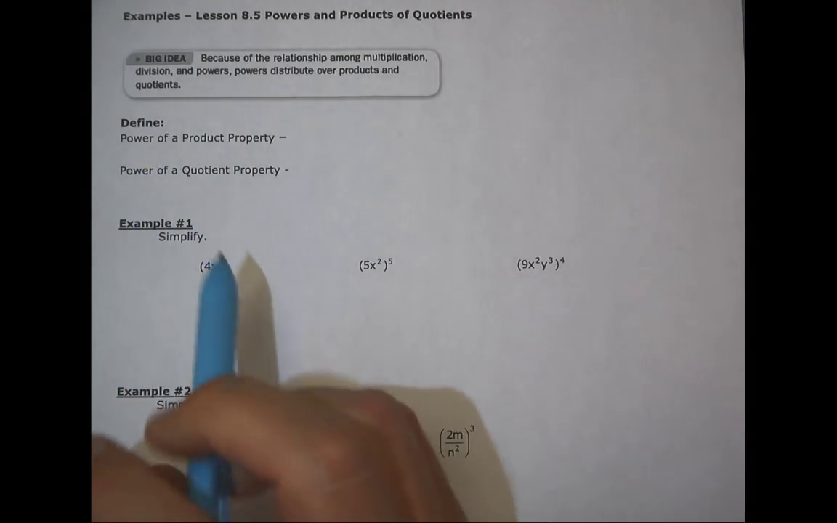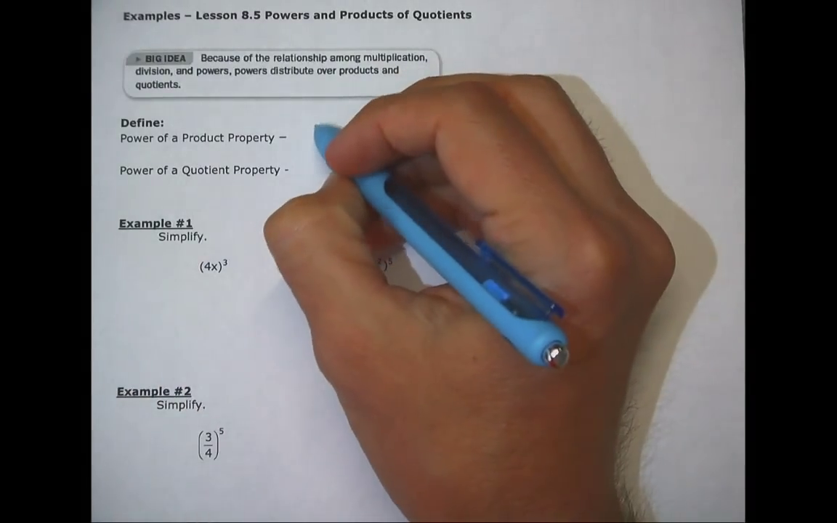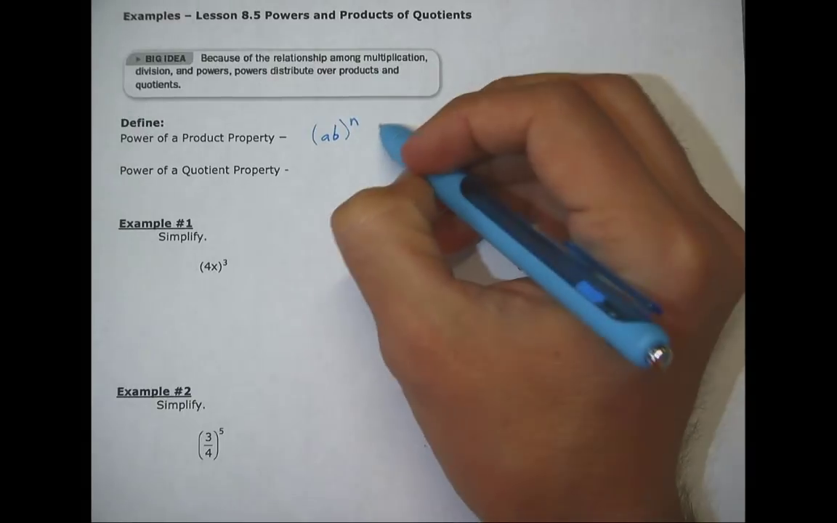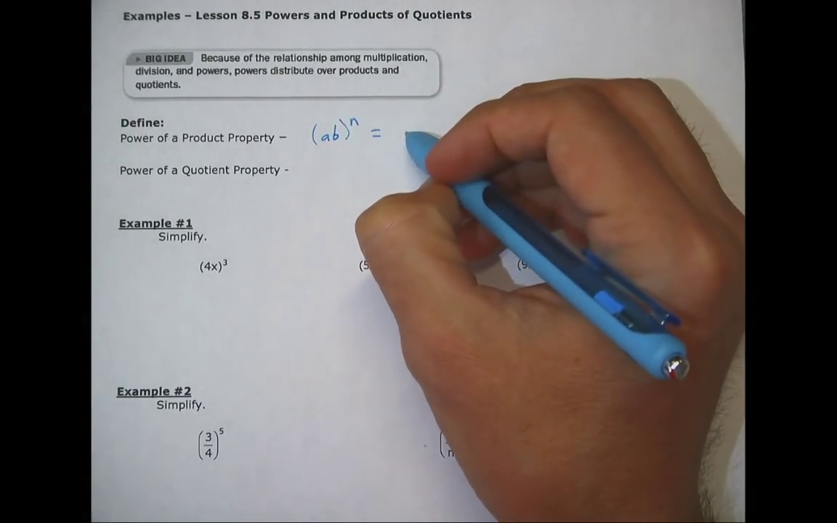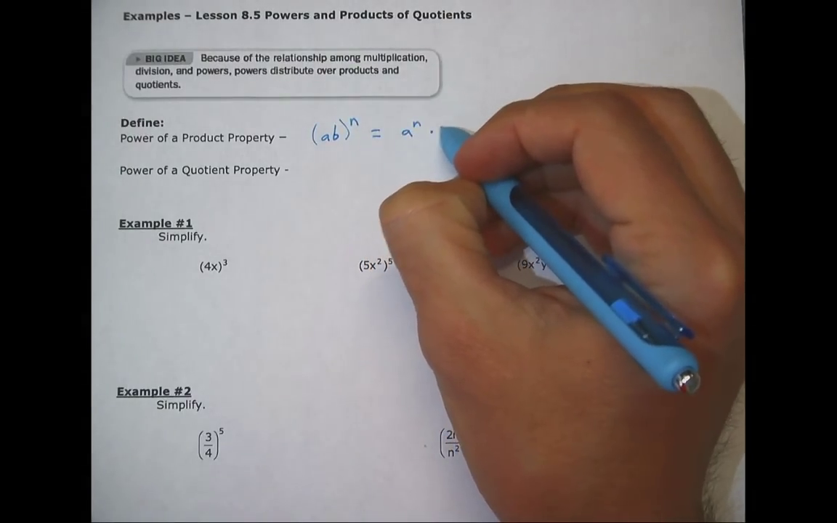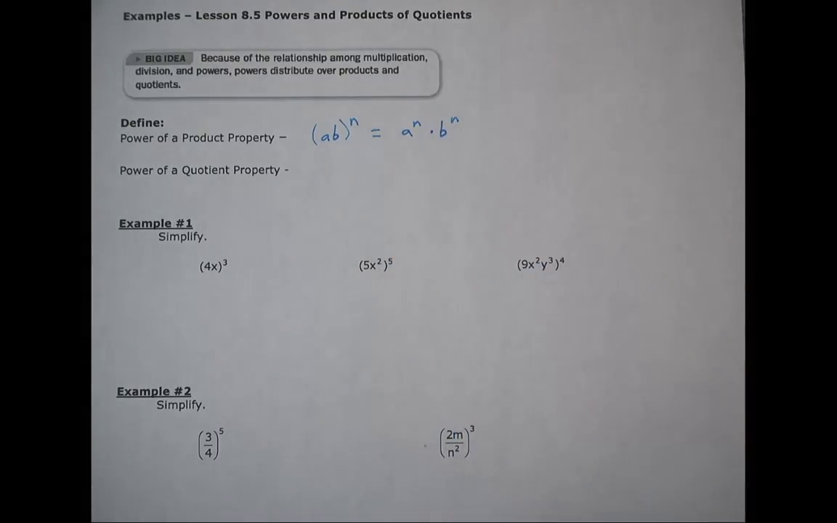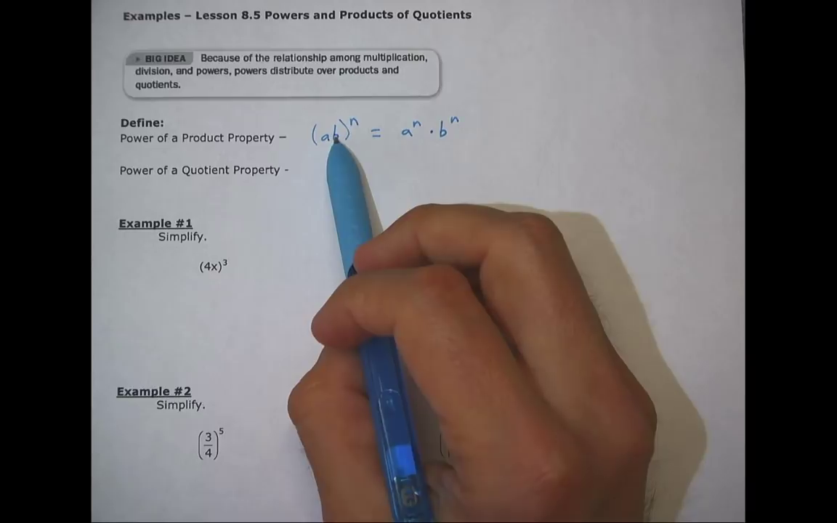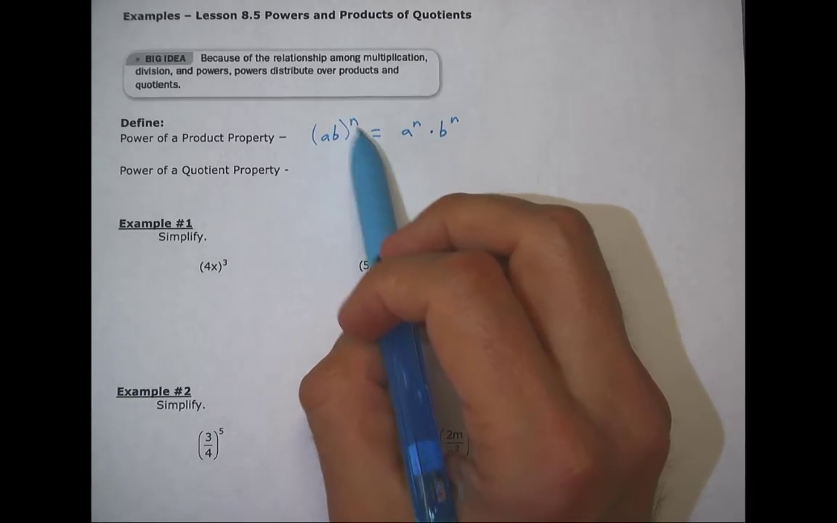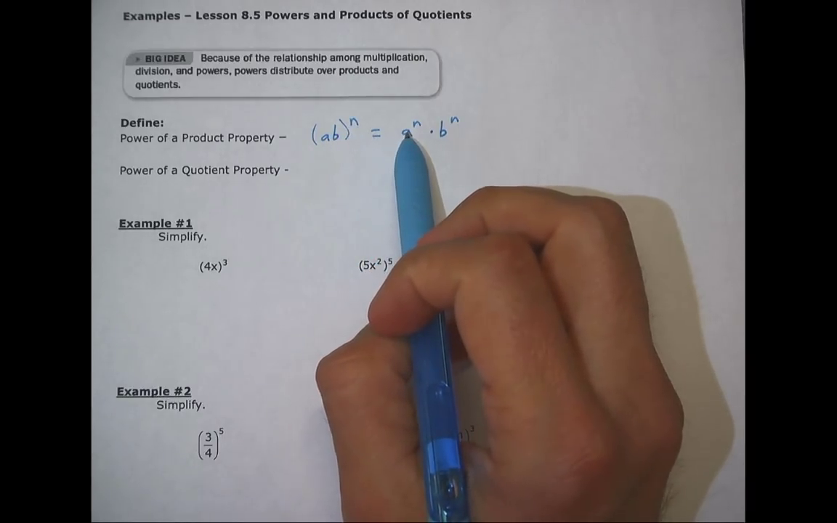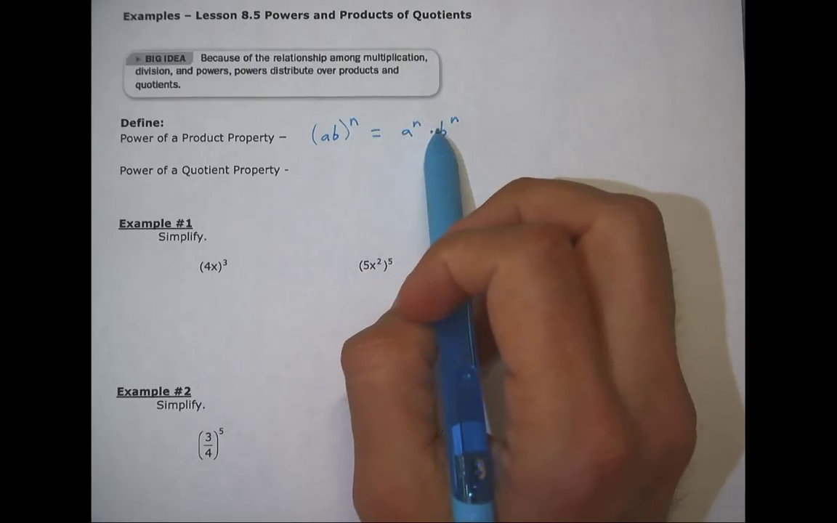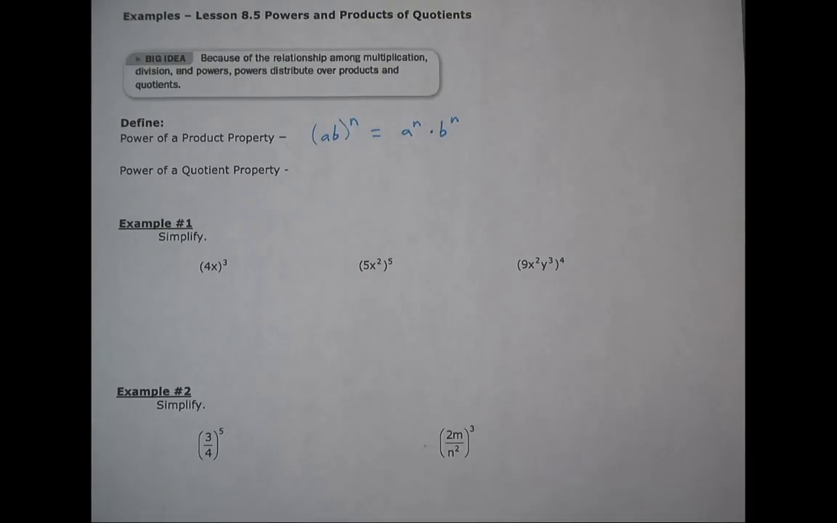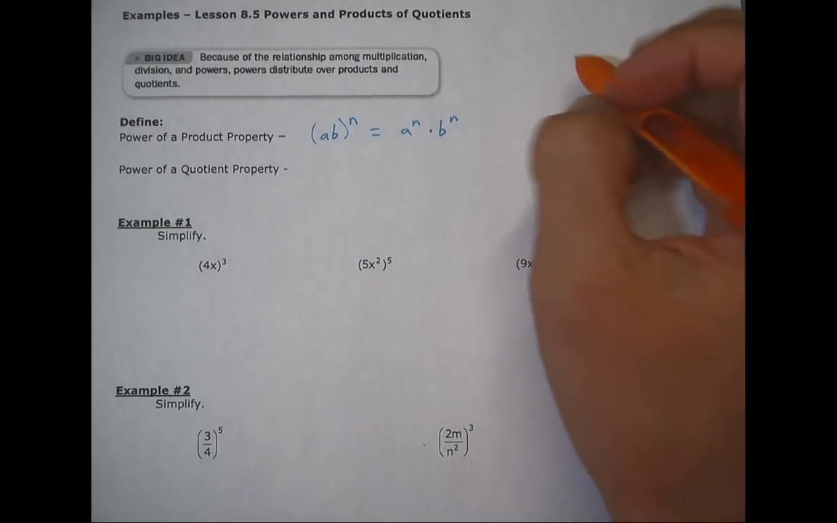First one being the power of a product property, and that one says that (a times b) raised to the power n is the same as, or equals, a to the n times b to the n. So it's distributing. Instead of multiplying a and b and then raising that number to a power, it's the same as taking a raised to that power and b raised to that power and then multiplying later. So let's actually make an example of this and see if it works.